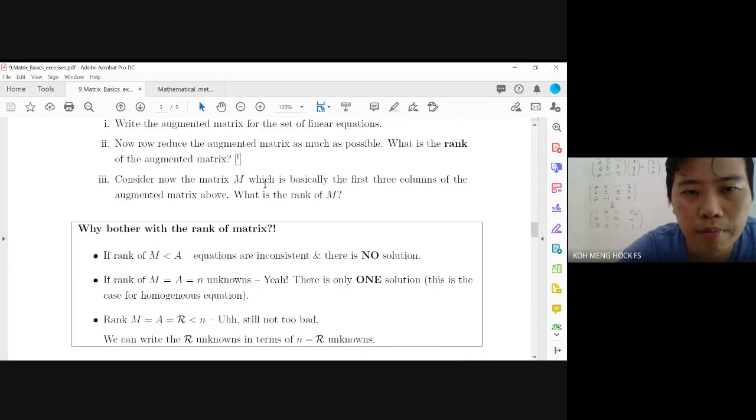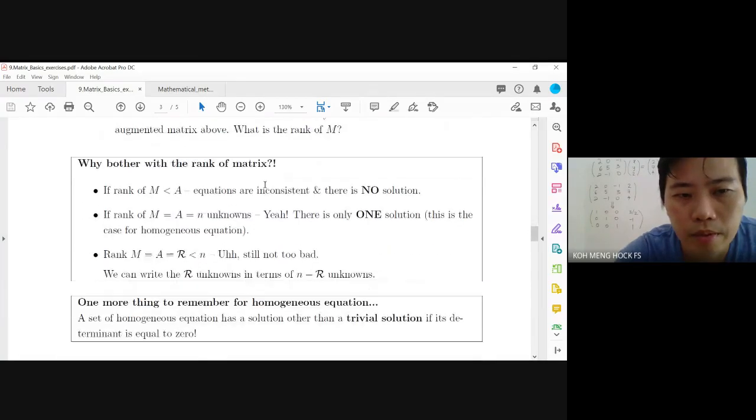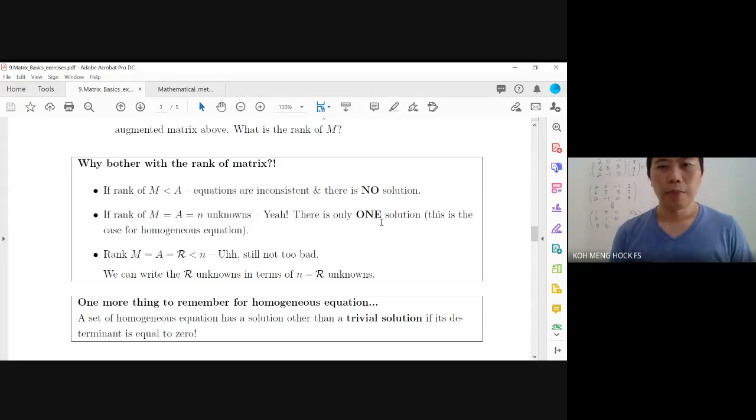Can you understand? Right. So in the second situation, the second row here, the rank of matrix M, the first 3 columns, is 3. The augmented matrix rank is 3. So here you have only one solution. And especially this is the case for homogeneous equations.